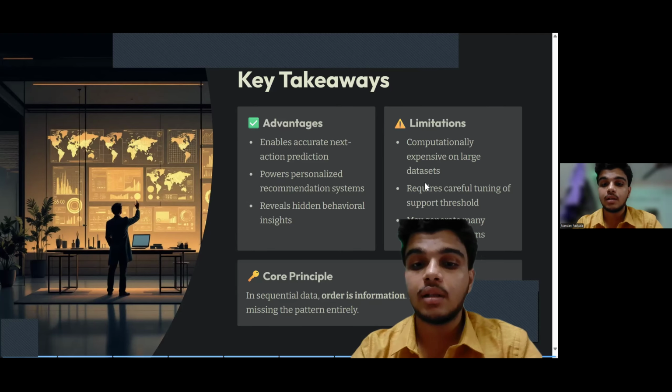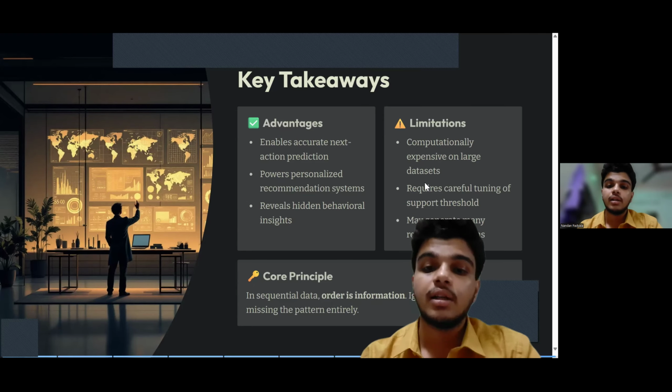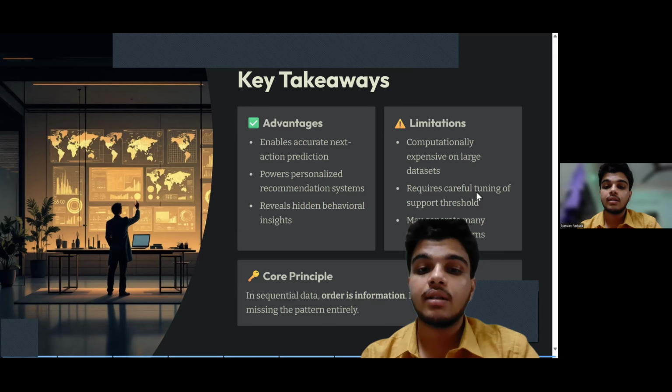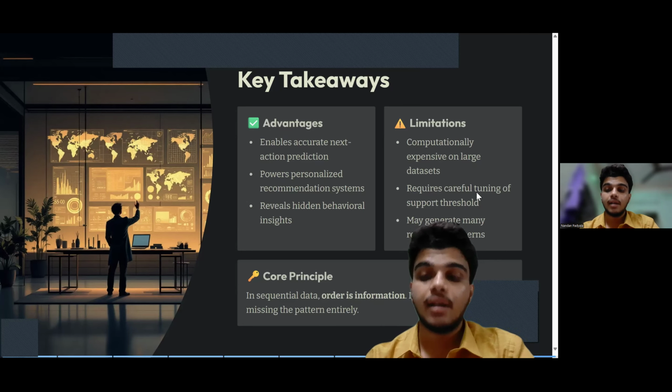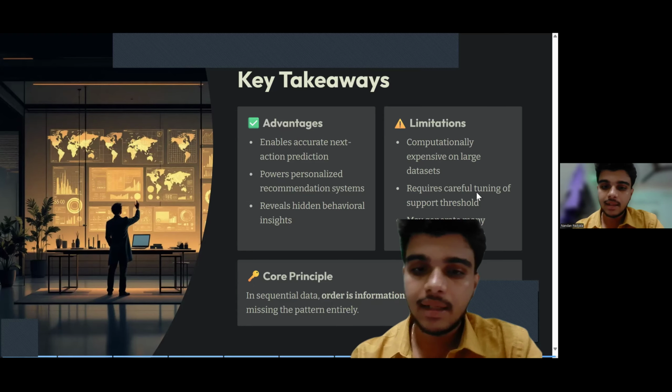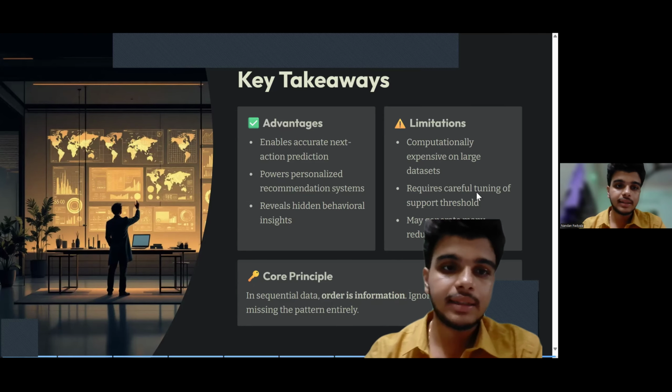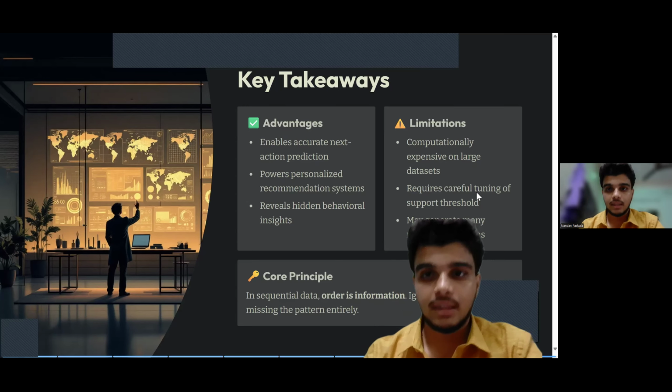So the core principle of sequential pattern mining is that in sequential data, order is information. Ignoring it may cause us to mistake the pattern entirely. So this is the core principle of sequential pattern mining. These are the advantages and limitations.